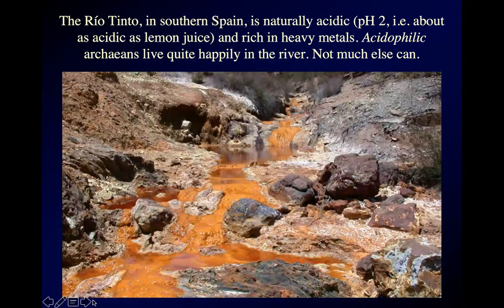That's a river in southern Spain, rich in heavy metals, which is why I like it, and is about as acidic as lemon juice. On the pH scale of acidity, if you're familiar with that, it is about pH 2. There are archaeans living perfectly happily in this river. Nothing else can. No fish are going to make it. It's loaded with lead and cadmium, and it's very acid. But there are archaeans that are adapted to live here perfectly well in the Rio Tinto.